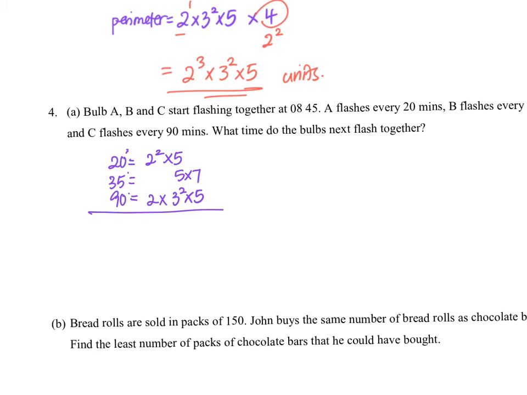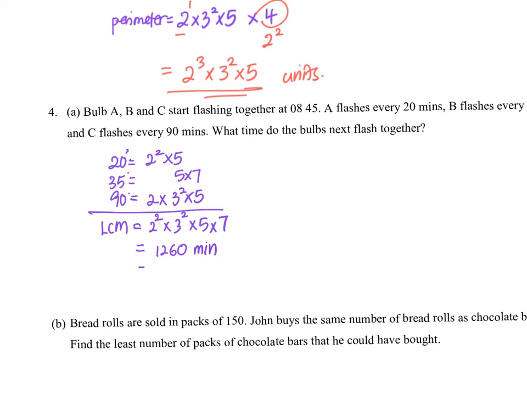More than. So that means I cannot choose the highest common factor. I must choose the lowest common multiple. Lowest common multiple must include all the factors. So I got 2 squared, 3 squared, 5 only, 7. What is this number? Very, very big. 4 times 9 times 5 times 7 is 1260. This is in what units? Minutes.